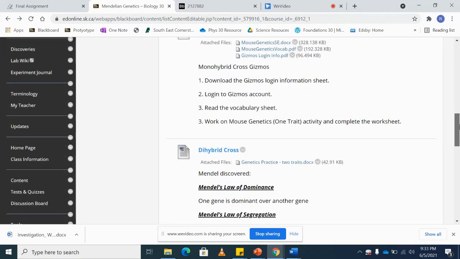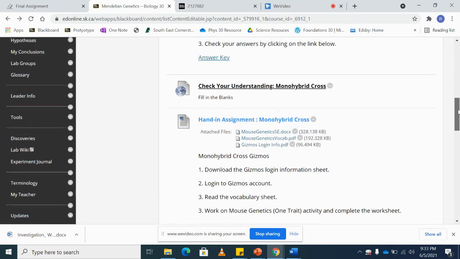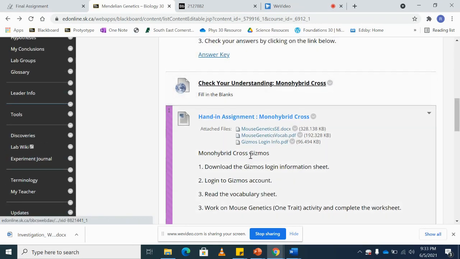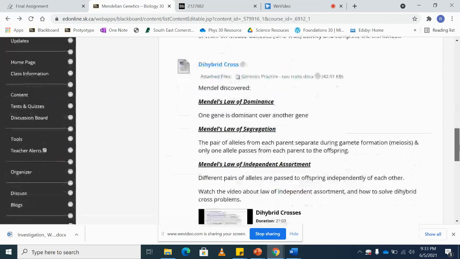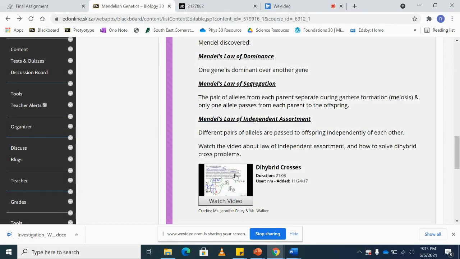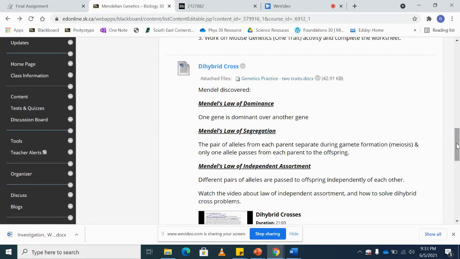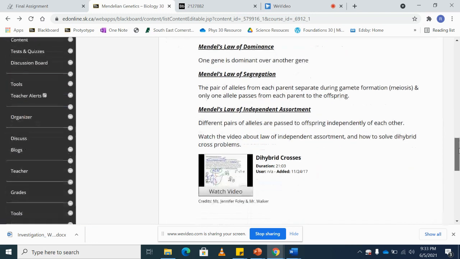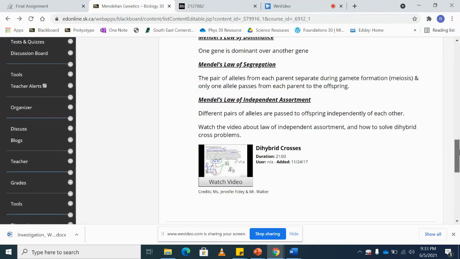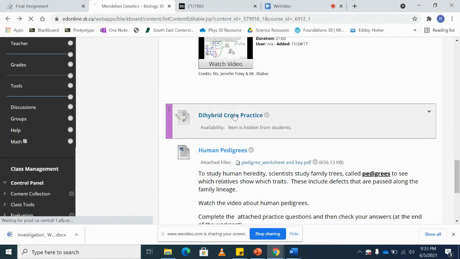about dihybrid crosses. After they are confident with working on check your understanding questions, I will have them work on a Gizmo activity where they will be handing in an assignment for marks. So after monohybrid crosses, they will learn about dihybrid crosses. There's a video to watch, and I want them to know about Mendel's law of dominance, segregation, and independent assortment. So I pointed those things out. These are the things I want them to know for sure. And these are the practice questions they will work on. And then there's an answer key attached to it. They will check their own answers, and then work on practice questions.